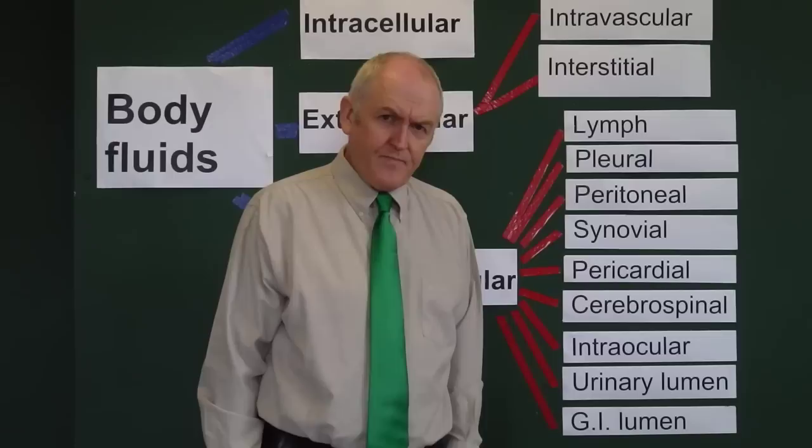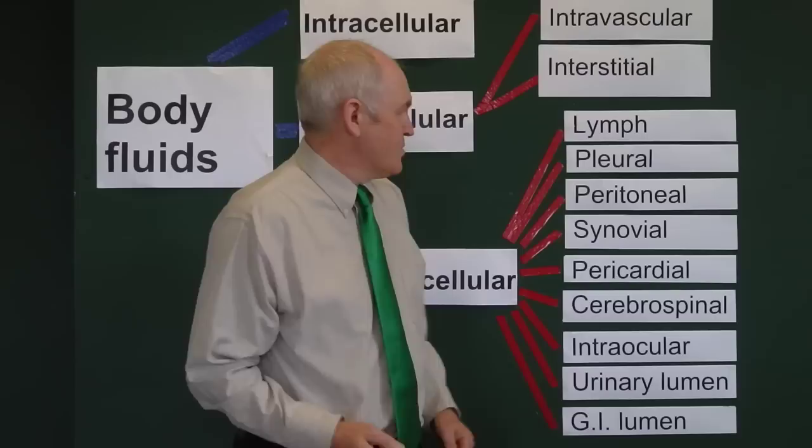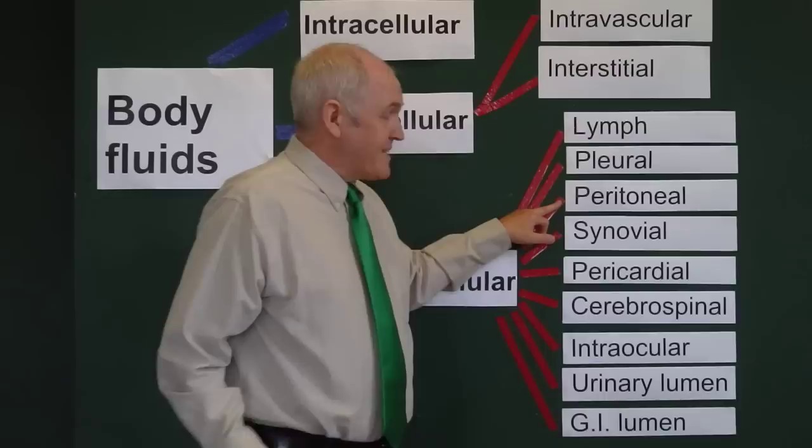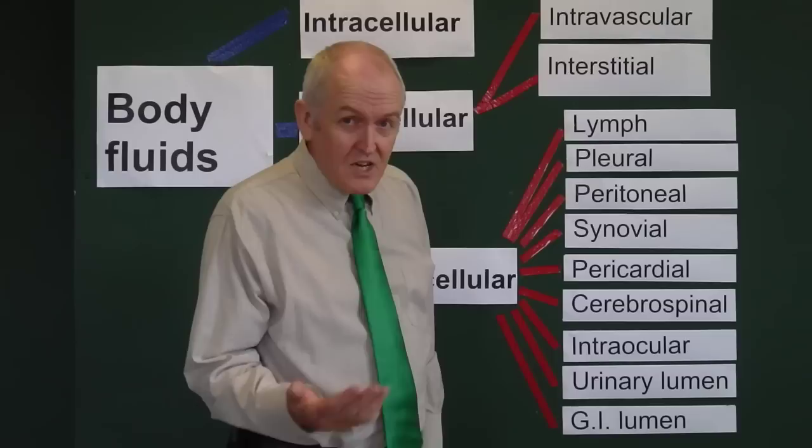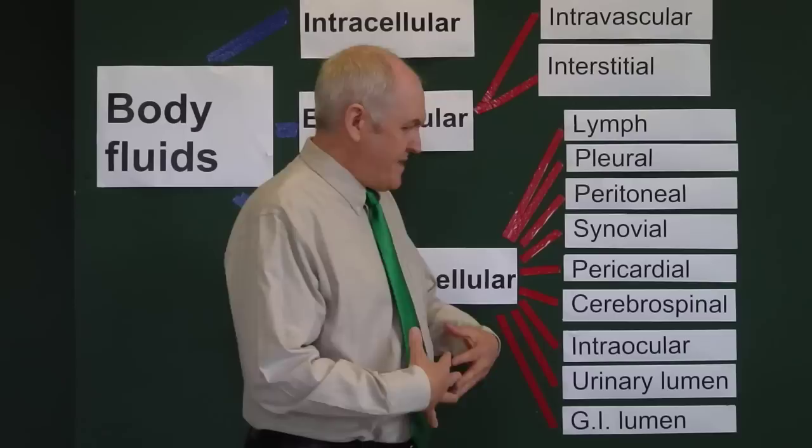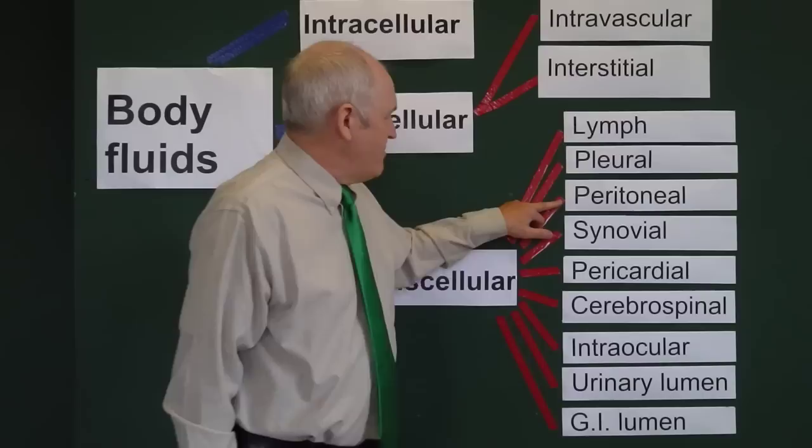So in health, there's only a very small amount of serous lubricating fluid between the parietal and the visceral peritoneal membrane. But again, this can accumulate in pathological situations, giving rise to ascites. So for example, you might see this in liver cirrhosis. Or you might see it when there are metastatic tumours growing within the peritoneal cavity in the pathological situation.